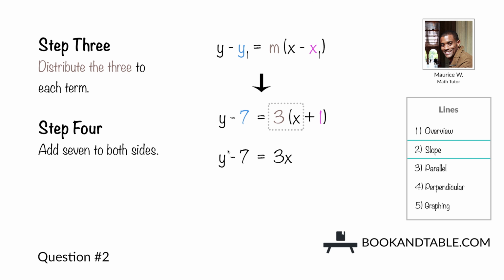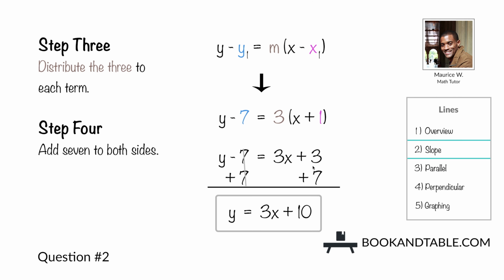So we get y minus 7 is equal to 3 times x, which is 3x. 3 times positive 1 is positive 3. So we have y minus 7 is equal to 3x plus 3. And now to isolate y on the left side, step 4, add 7 to both sides to negate this negative 7, leaving you with y is equal to 3x plus 10. 3 plus 7 would give us 10.